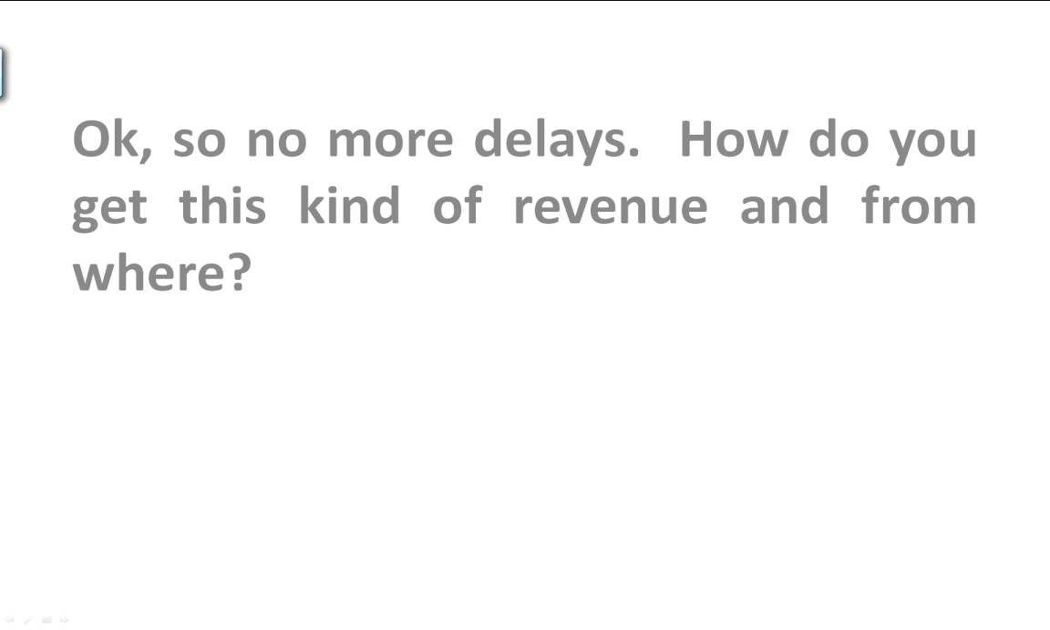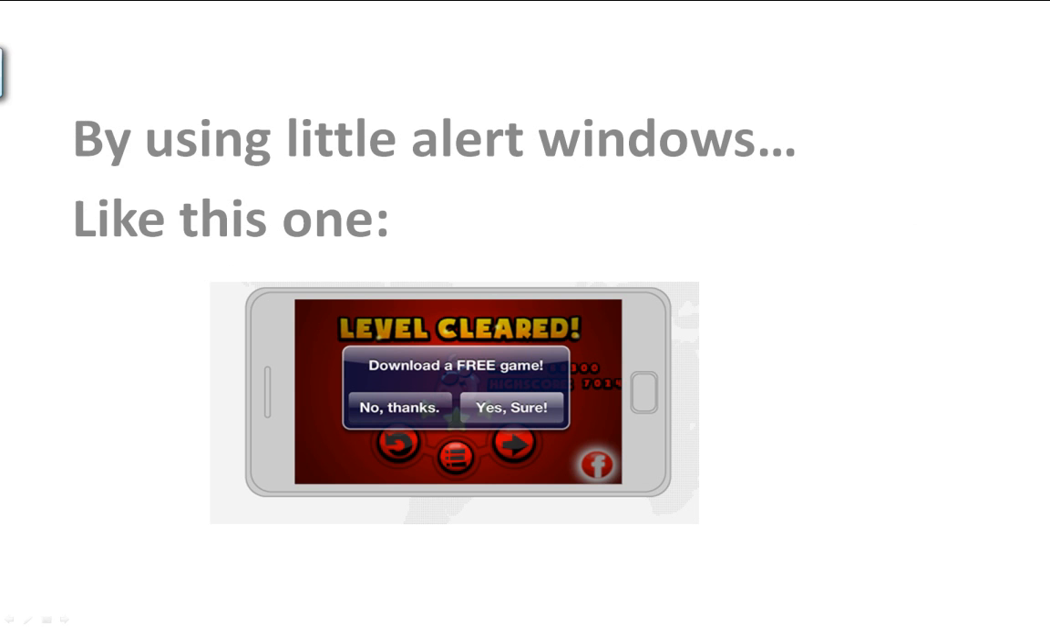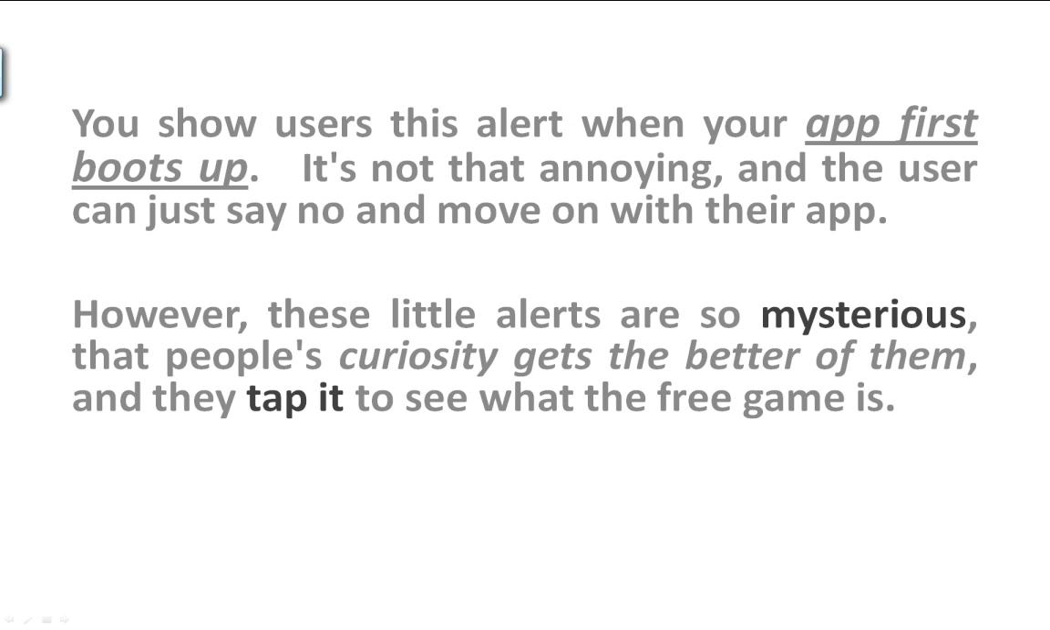How do you get this kind of revenue, and where do you get it from? You get it by using a little alert window, and it looks a little something like this. A little pop-up says download a free game, and then the user has the option to tap no thanks or yes, sure. You show users this alert when your app first boots up. It's not that annoying, and the users can just say no and move on to continue with your app.